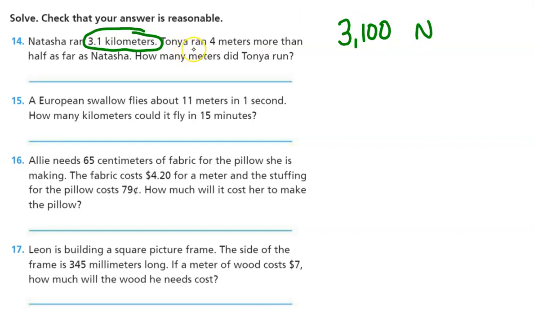Then it says Tanya ran 4 meters more than half as far as Natasha. So what's half of Natasha? That would be what? 1,550. But then it also says she ran 4 meters more than that. So then we'll also add 4 to that. So that means that Tanya ran 1,554 meters. Okay? That is a very tricky question. But that's all you're doing. You're trying to figure out how do I convert these from one to another.